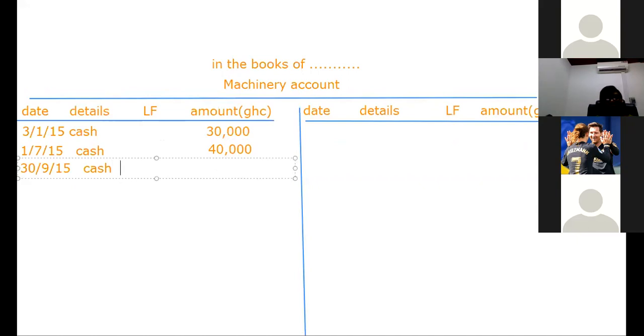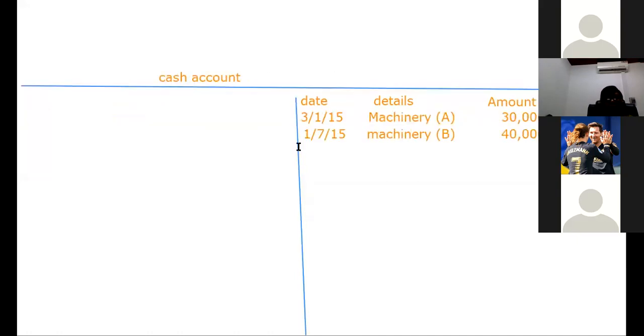We are all following. It's machine C, 60,000, because this is just the basic double entry we are doing. It's 60,000, not 600,000. Okay, I'll change it.